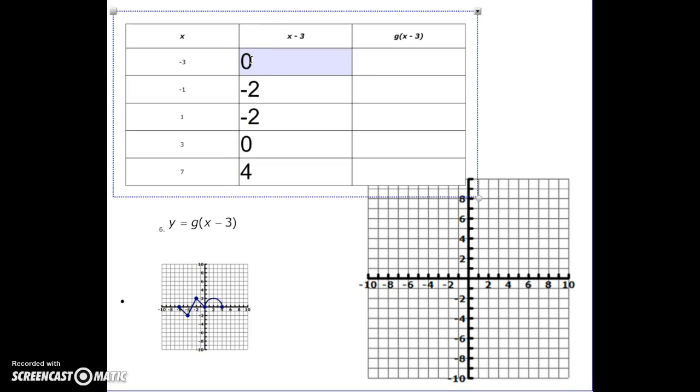And then this is negative 6, negative 4. I was looking at the wrong table. We're all good. Okay, here we go.